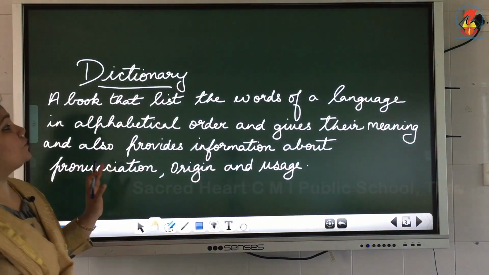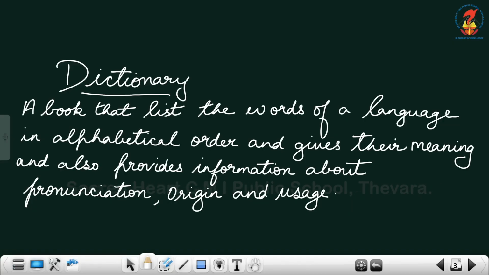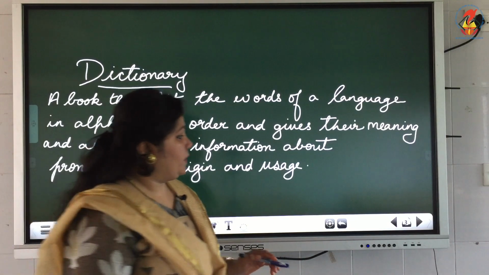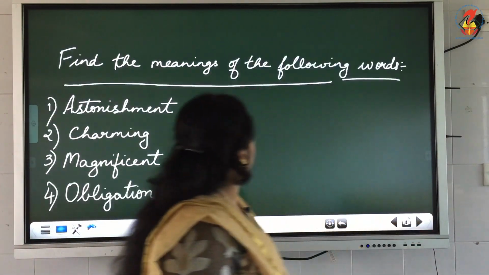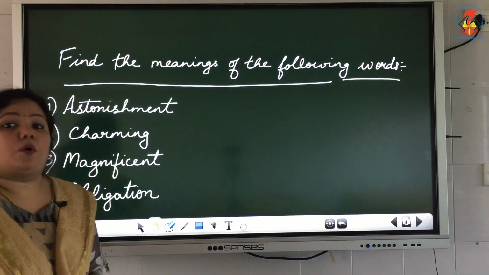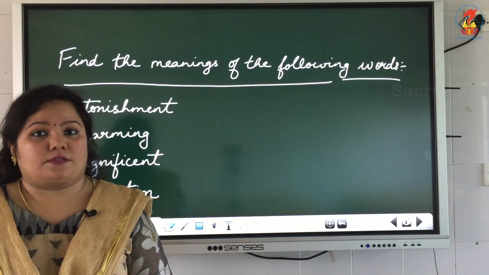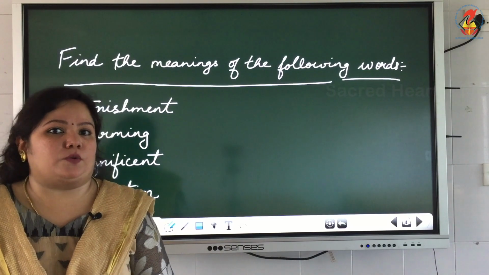Okay, so it is actually a book that gives you the meaning of different words. Not only meanings, it also provides you information like how to pronounce a word, the origin of the word, from where the word is formed, and its usage. Okay, I hope you understood that. Alright, since we are dealing with words and their meanings, a dictionary is a book that helps you find those meanings, right?